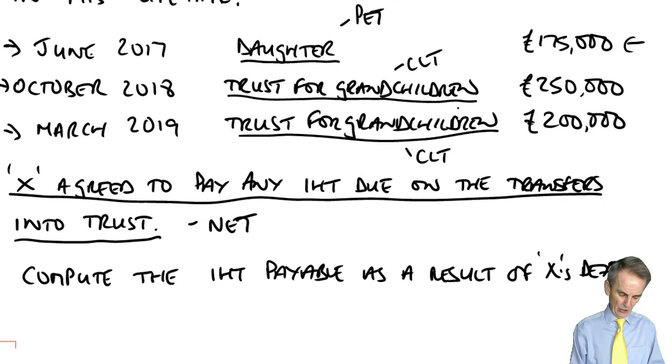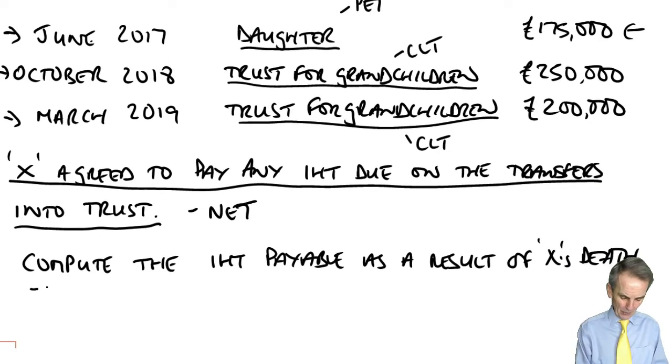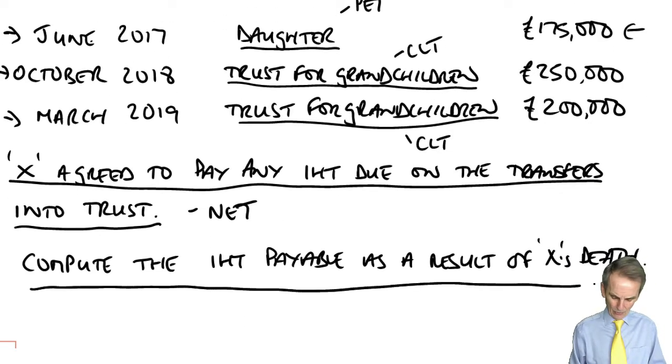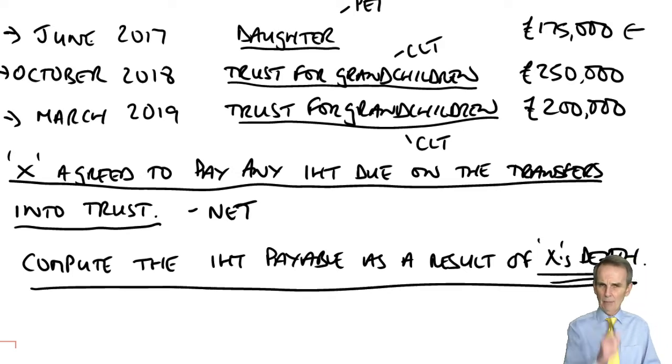What have we been required to do? Compute the IHT payable as a result of X's death. Now let's think about that. When the taxpayer dies, that requires 2 IHT computations to be put together. They are the lifetime transfers chargeable on death.